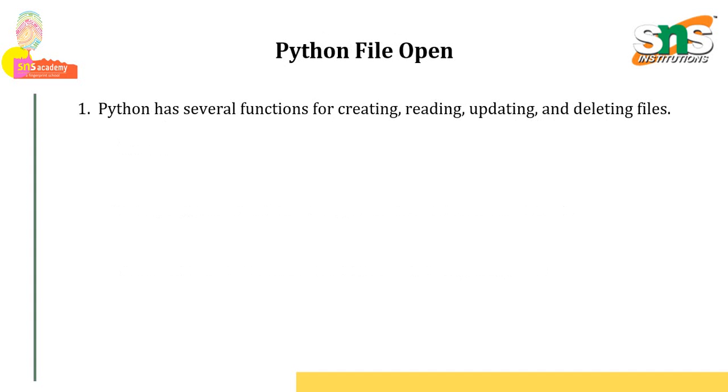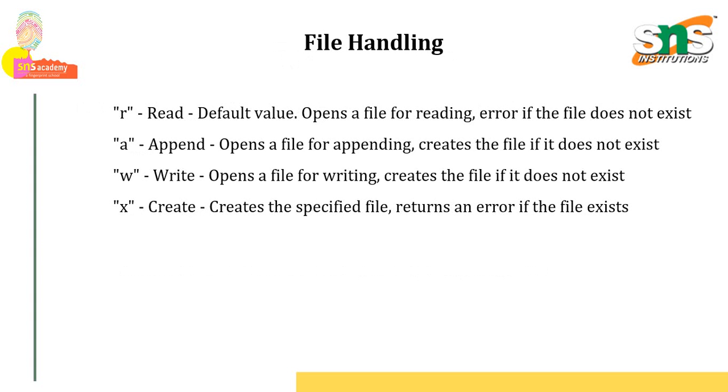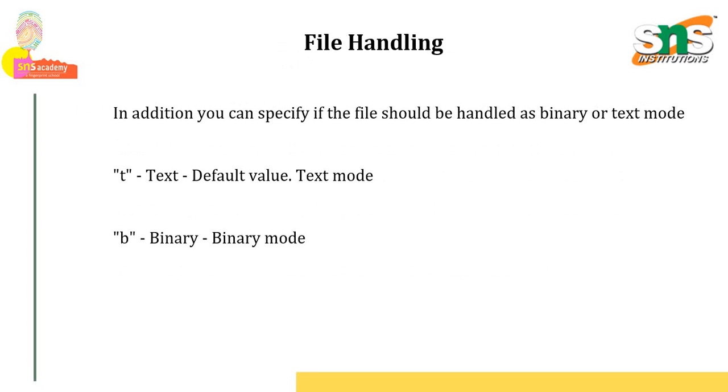So four major operations are creating, reading, updating and deleting the file. We have already seen four major modes: r for read, a for append, w for write, and x for create. And two modes of handling: t for text and b for binary mode.